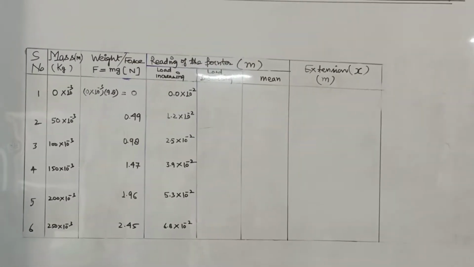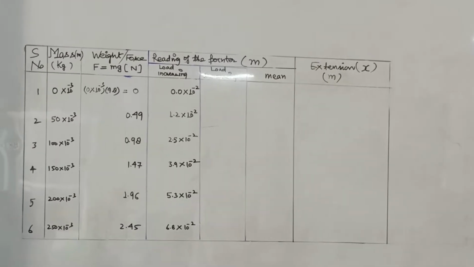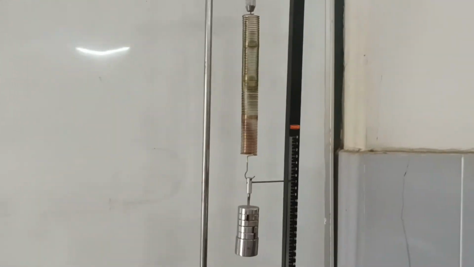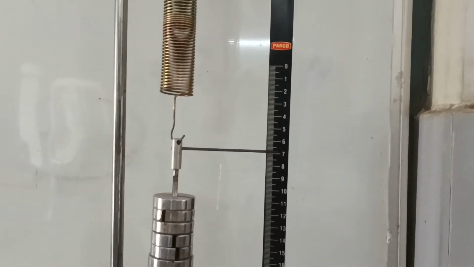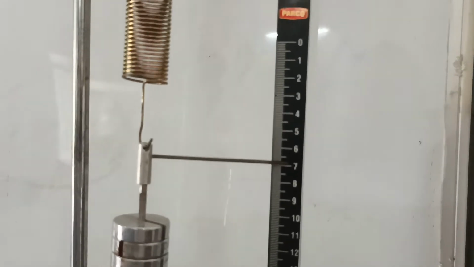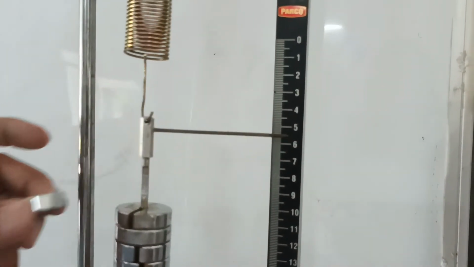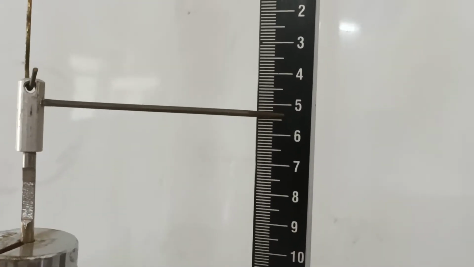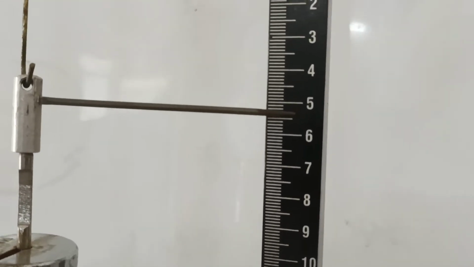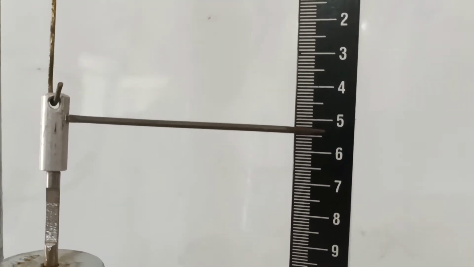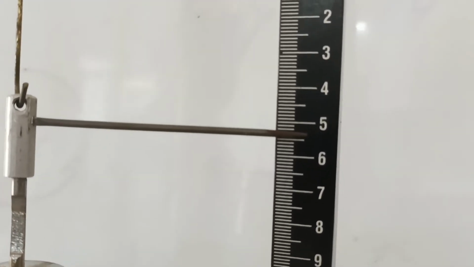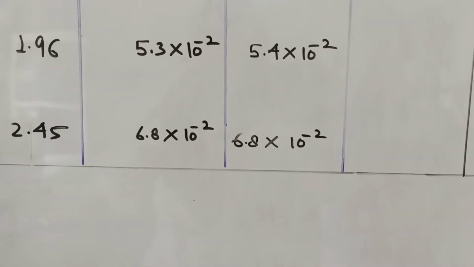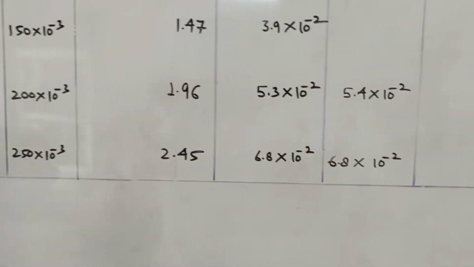In order to complete the table, we will now start decreasing these masses and record the readings. Just take out one of the masses from it. You can see what the reading is. It's 5.4. This is 5.4, and there will be no change in 6.8, that will remain the same because no weight was withdrawn from the hanger.